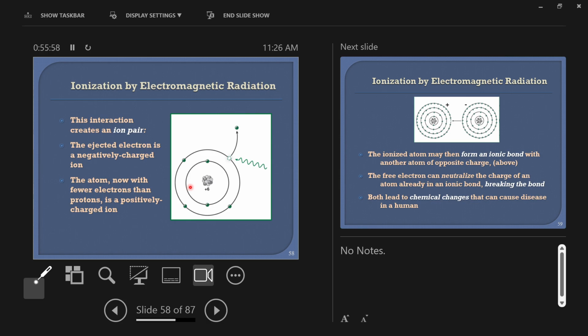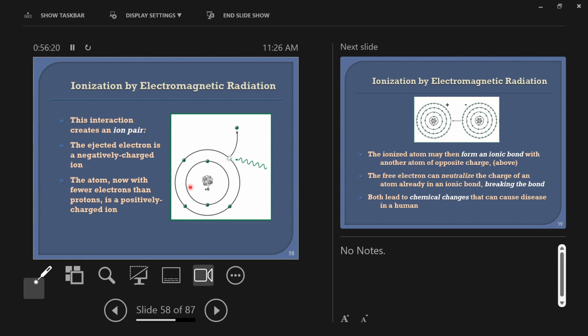What if that atom was already bonded with something? What might happen to that bond? It could be broken, right? What if that bond was one of your DNA molecules? What if it was one of the rungs of your nitrogenous base pairs in your ladder? You now broke your DNA ladder, right? So you can damage things, yeah?